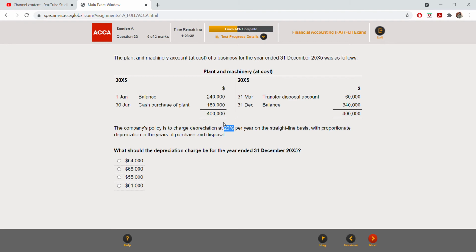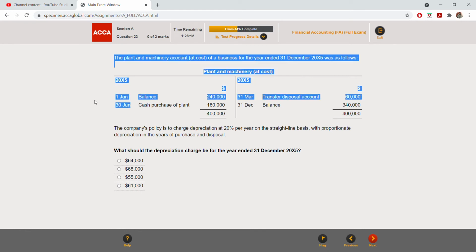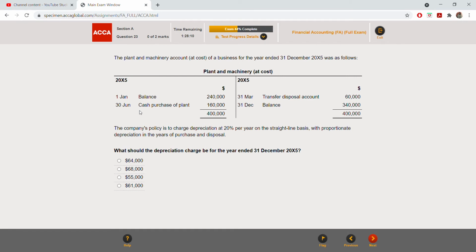Next, you are disposing how much? 60,000. That means from this 240, 60,000 you're disposing. How much you're left with? 180,000. That 180,000, again you are taking 20%. And how many months? 3 months. Why 3 months? 31st March to 30th June, April, May, June, 3 months, because then you are acquiring a plant. So again 3 months, which will be 9,000.